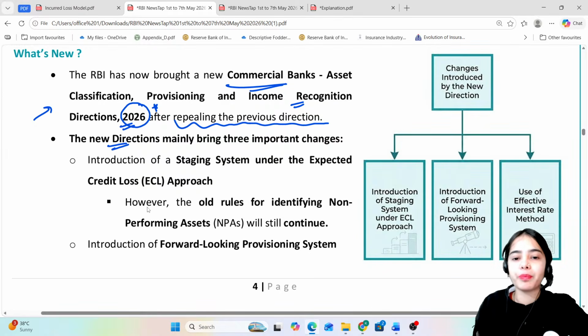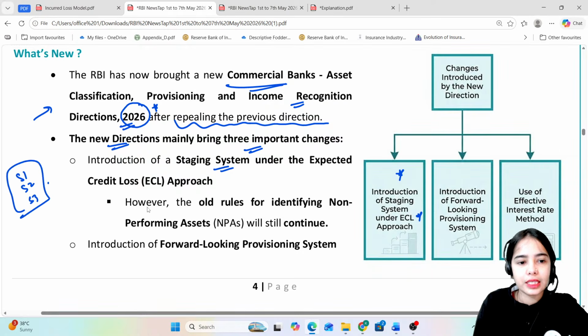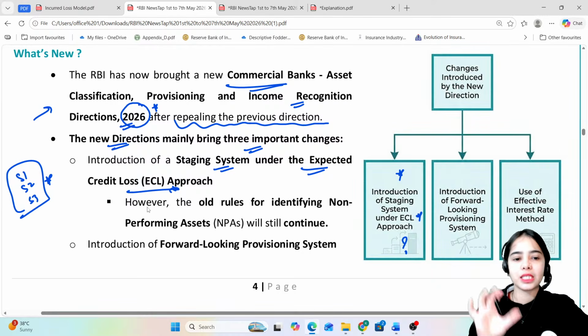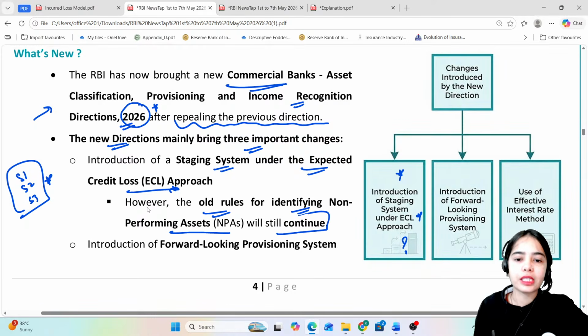The new directions mainly bring 3 important changes. There is the introduction of a staging system under the expected credit loss approach: stage 1, stage 2, stage 3. What is the expected credit loss approach, the incurred credit loss approach? All of this we will discuss. But the idea is that there is a staging system under the expected credit loss approach. However, the old rules for identifying NPAs will still continue. The 90-day criteria will still continue.